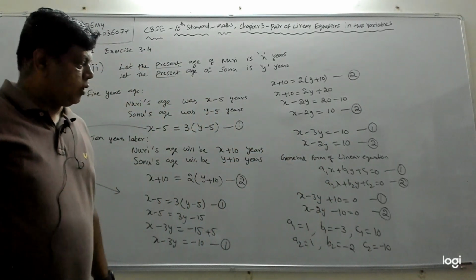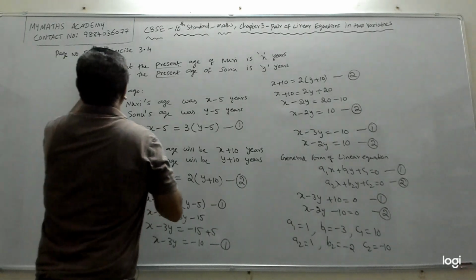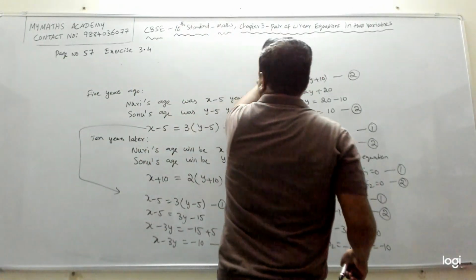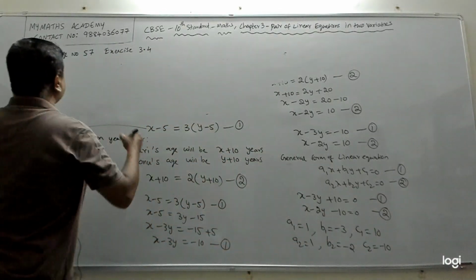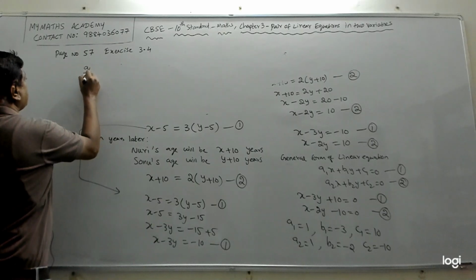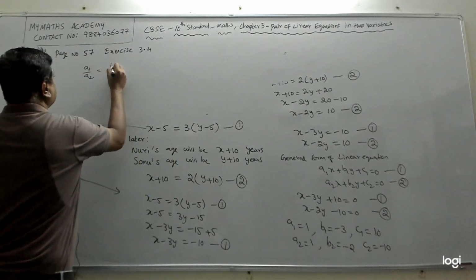Clear? Now let's try to check the ratio. I'm erasing this. So what is the ratio that we have? The ratio is, we should find A1 by A2. What is A1 by A2? That is 1 by 1, which is 1.